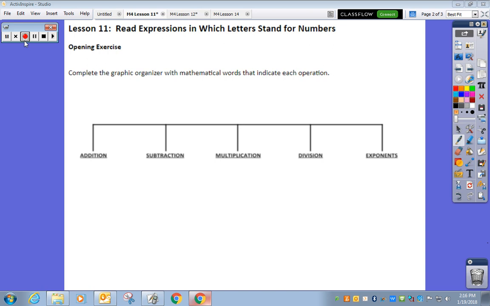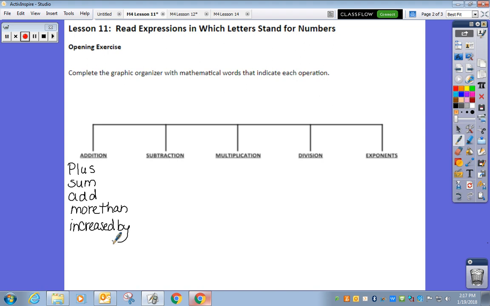And I'm just going to write some of these words down. You may have more from class that we also put down. So for addition, some of the words we would use there are plus, sum, which is the answer to an addition problem, add, more than, and increased by. All these words tell us that we are going to be adding.